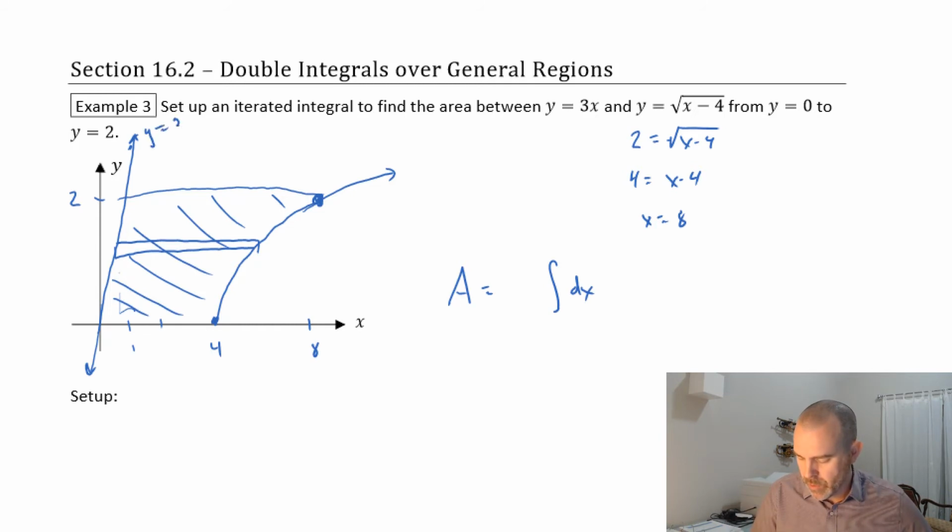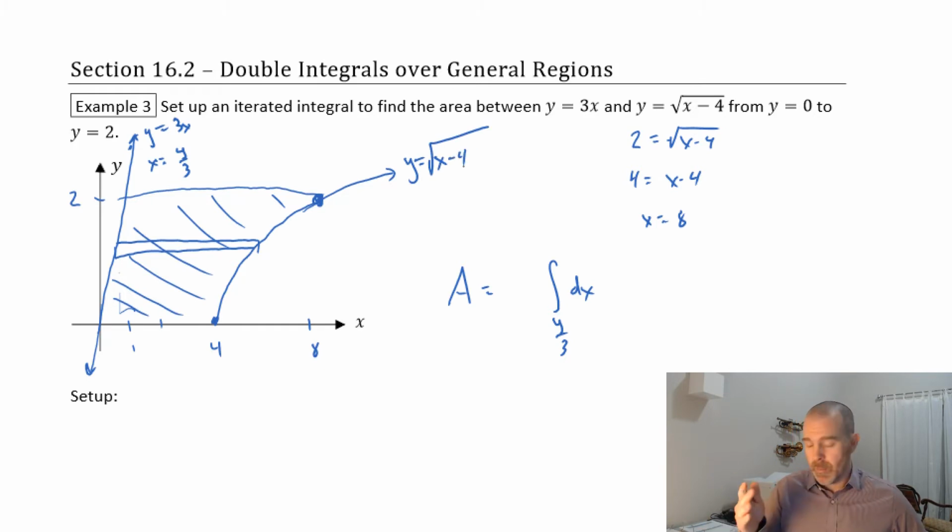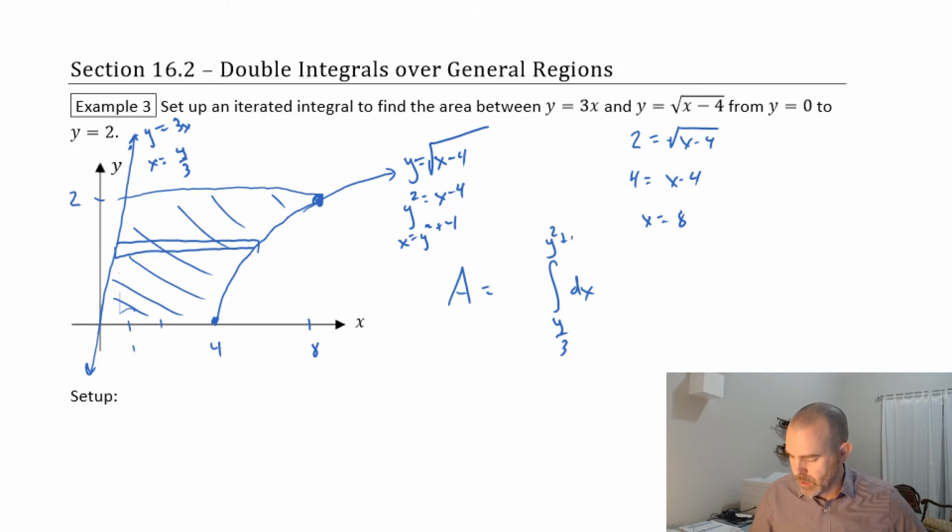Now we have to be careful. This is y equals 3x, and we want to integrate x, so we have to solve for x. x is y over 3. So x goes from y over 3 over to this other one. Now again, this is y equals square root of x minus 4. I need to know what x goes from. x starts at y over 3, and then we need to solve here: y squared equals x minus 4, so x is equal to y squared plus 4. So we're going to integrate from y over 3 up to y squared plus 4, from the left side over to the right side. Then I'll add up those little rectangles from the bottom to the top, so I'll add those dy, and y goes from 0 to 2.